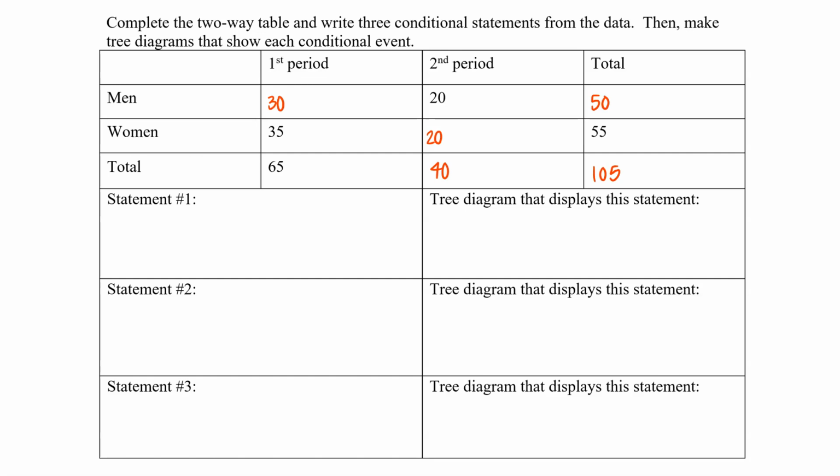You can come up with any example that you want and your answers will vary. One possible conditional statement you can have is finding the probability of women given they are in second period. This conditional probability would be of the 40 total students in second period, 20 of them are women. So the probability would be equal to 1/2. Your tree diagrams can also vary.